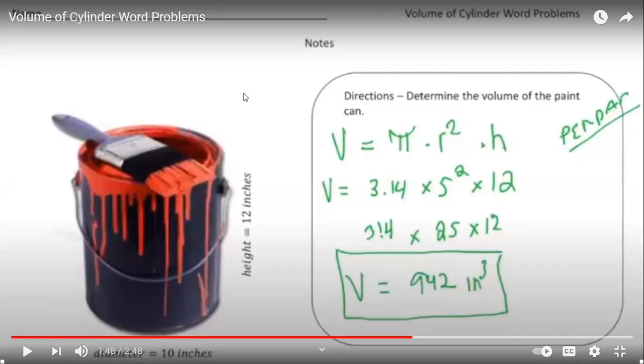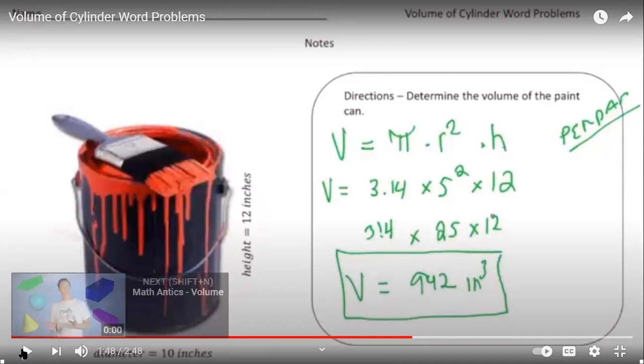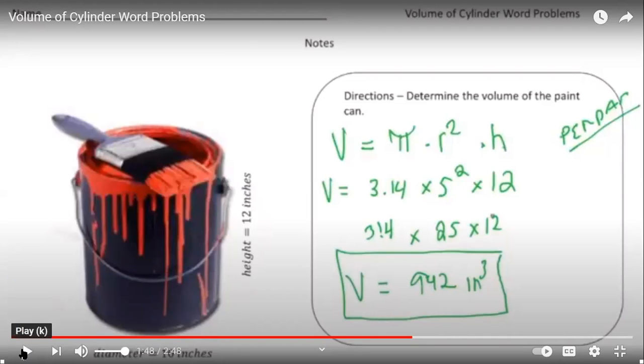Which information did he give to us? Which information do we have in this question? He gave us what? He gave us the height of the figure, right? He gave us the height of the figure, and he gave us what else? The diameter of the base, right? Then first, we already know that this figure for the paint can looks like the cylinder, and we want to know the volume.